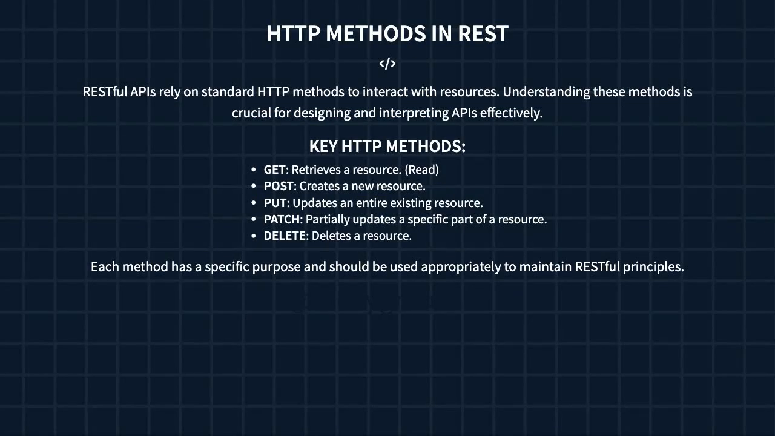Okay, let's talk about the core verbs of REST APIs, the HTTP methods. You'll encounter GET, POST, PUT, PATCH, and DELETE quite a bit. GET is all about reading data. It retrieves an existing resource. POST creates something new, like a blog post or user account. PUT is used to replace an entire resource with new information. Think updating a complete profile. PATCH makes targeted changes, modifying only specific parts of a resource. And finally, DELETE removes a resource entirely. Knowing which method to use for each action is fundamental to building well-designed RESTful APIs.